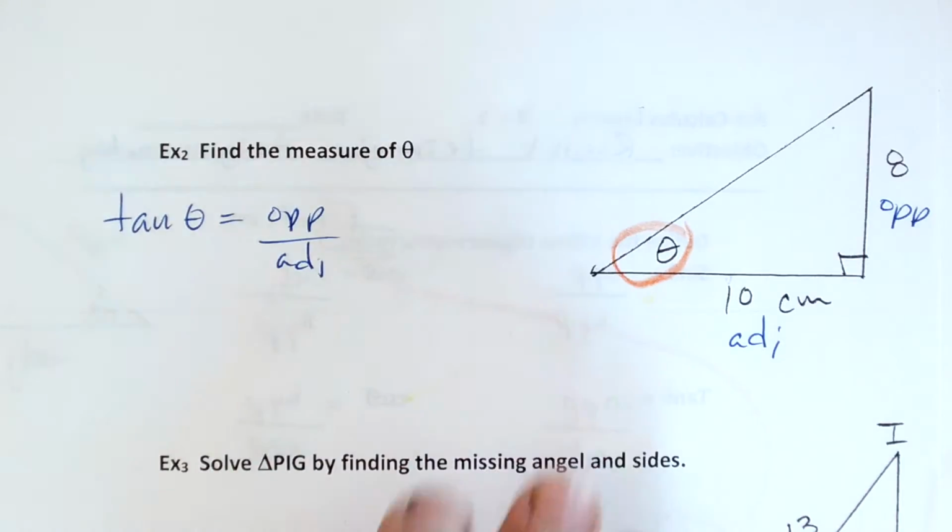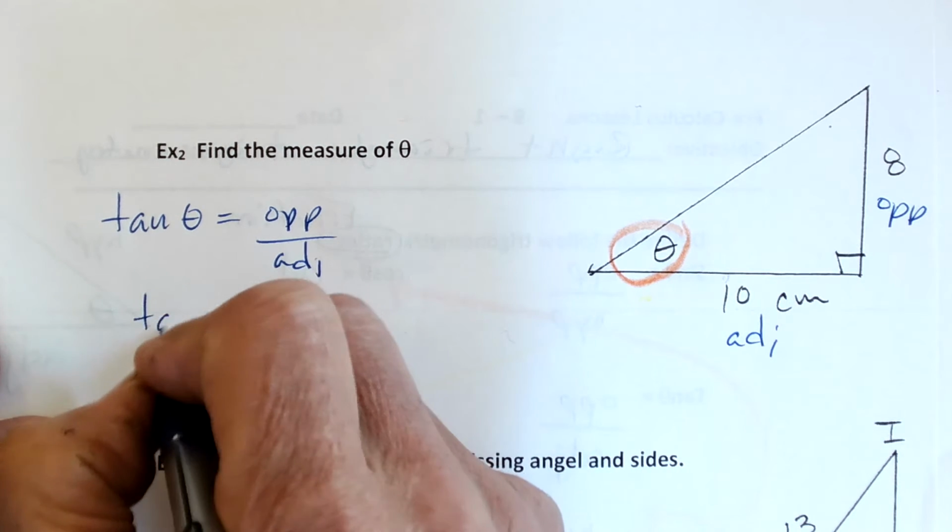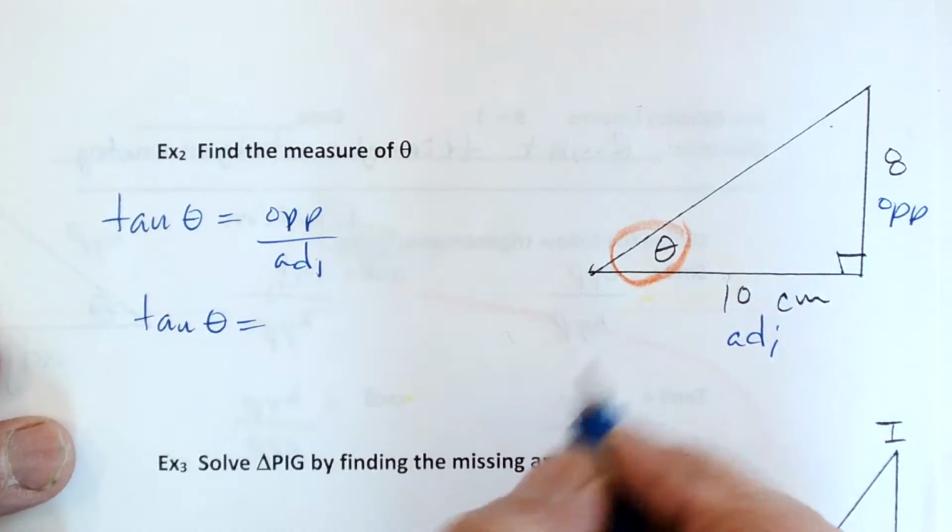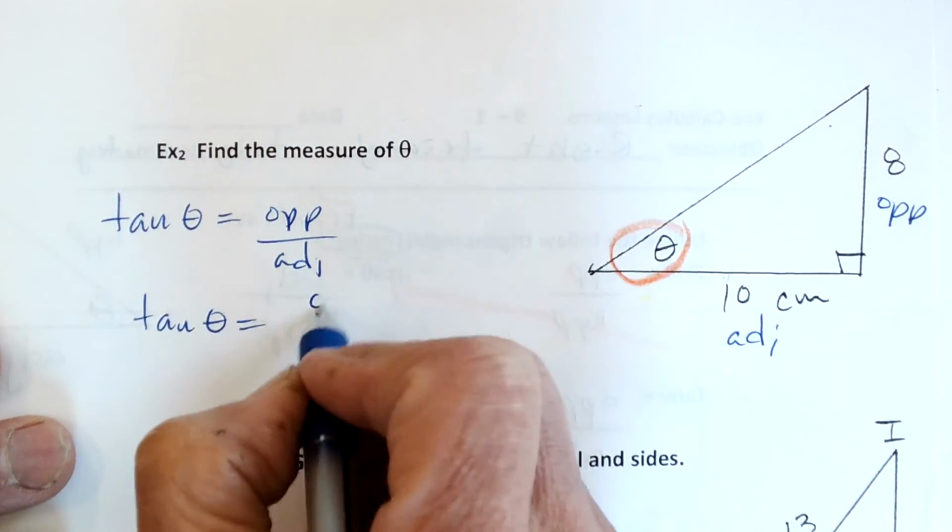But let's put some numbers in. Now, we don't know theta, so we're going to leave it. That's what we want to find. So I'm going to go tangent of theta equals my 8 over 10.